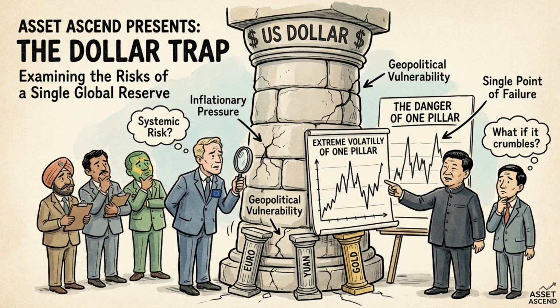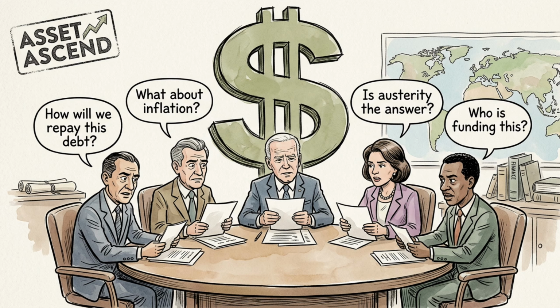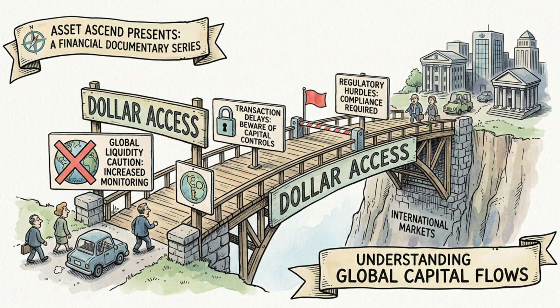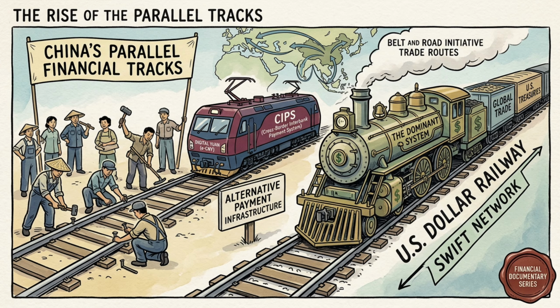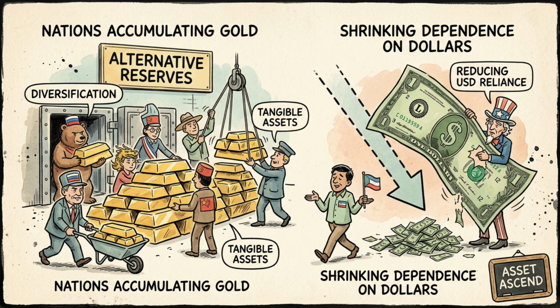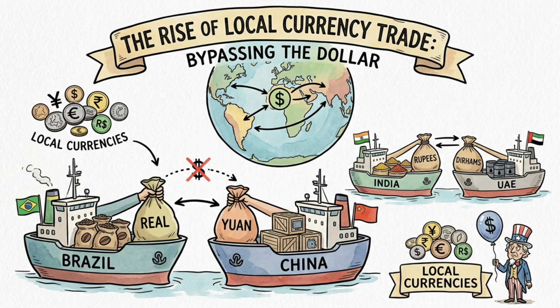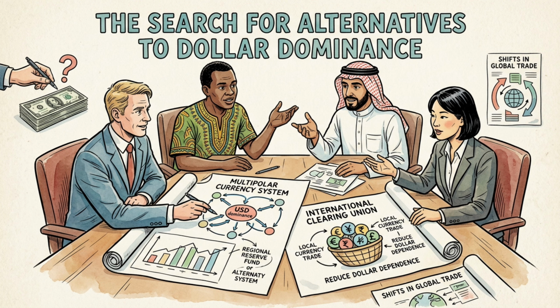The rising challenge. In recent years, more countries have started asking uncomfortable questions. What happens if relying on the dollar becomes a risk? What happens if access can be restricted? What happens if another system emerges? Countries like China have spent years promoting alternatives. Some nations have increased gold purchases. Others have experimented with trading in local currencies. International alliances have discussed reducing dependence on the dollar.